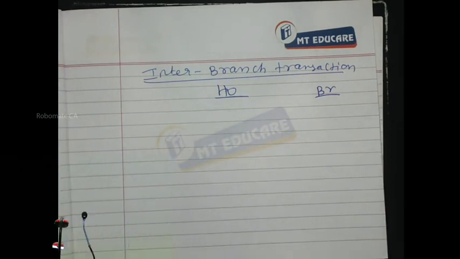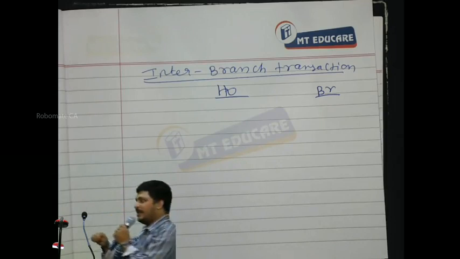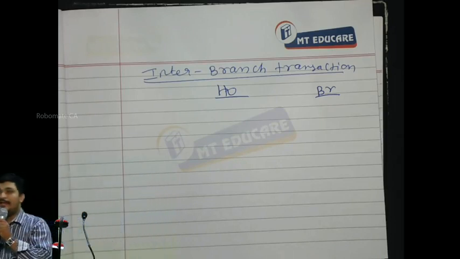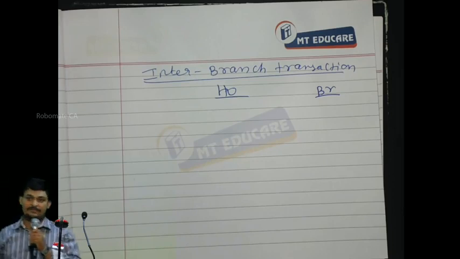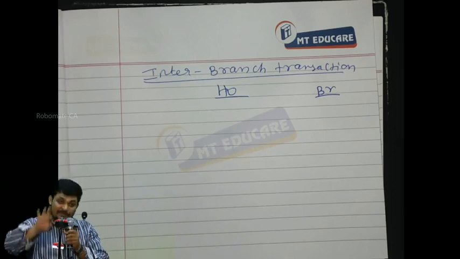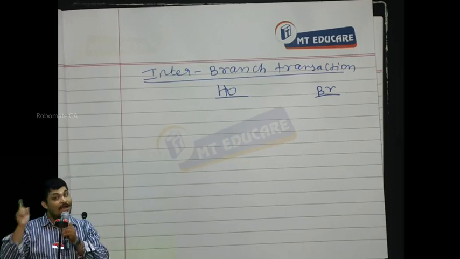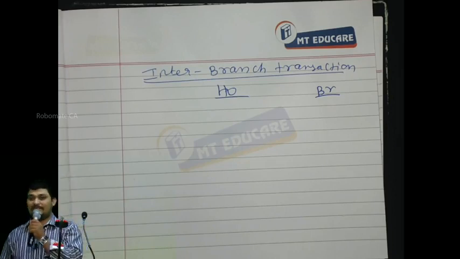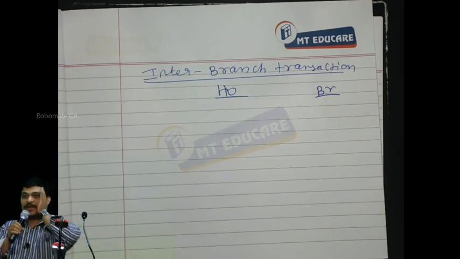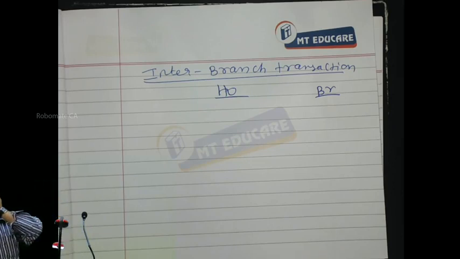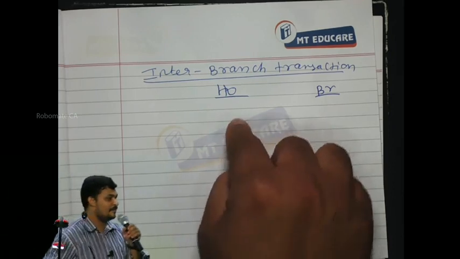Branch J draws a bill on branch K. Now, first of all, you tell me, you are discussing entry in whose books? Head office books, not in branch. The branch will account as if the transaction is happening with head office. So, presently we are discussing in the books of head office.